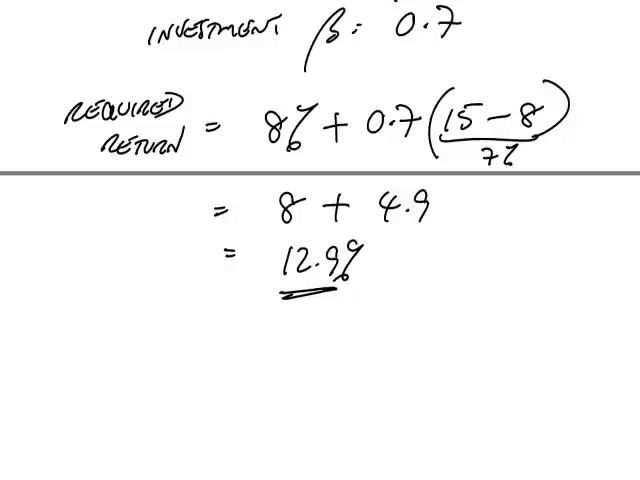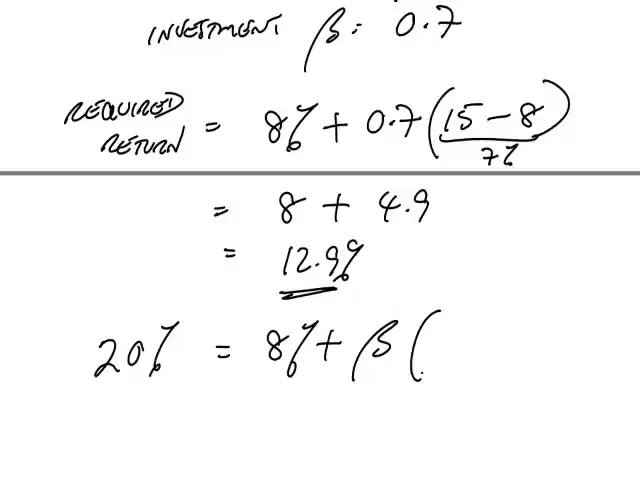Here, the return is what? 20%? It's going to be equal to risk-free 8% plus beta times the market premium. The market's giving 25%, risk-free is 8.